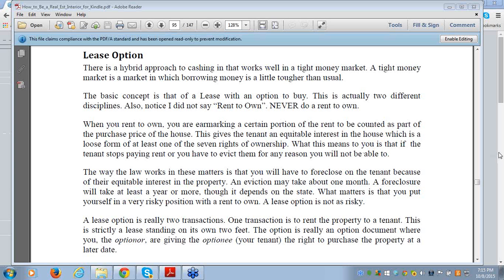Because some people still are going to try to do rent to own. Again, I'm going to advise you against it, and I'm going to advise you to advise your clients against it. Okay, so far so good.